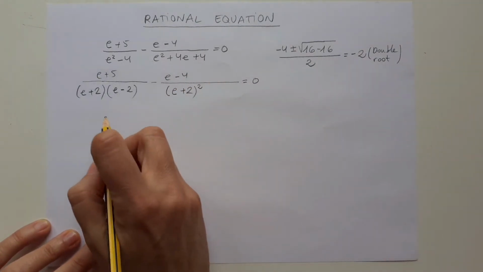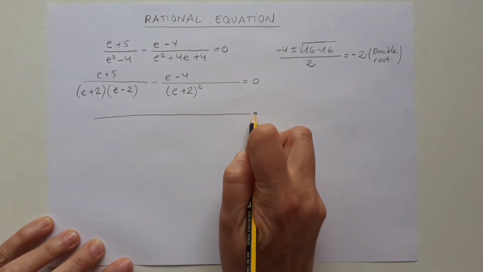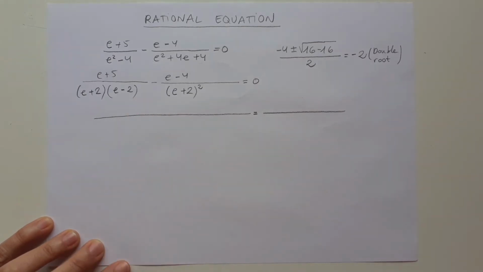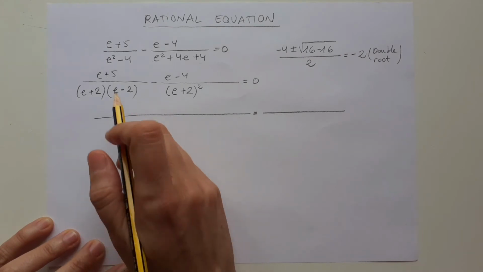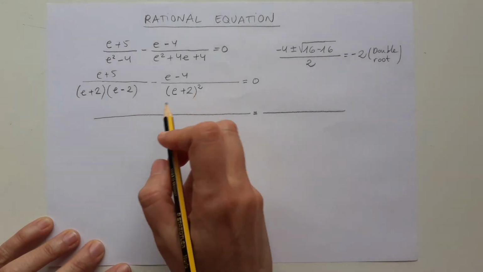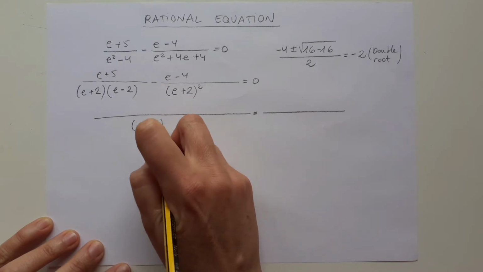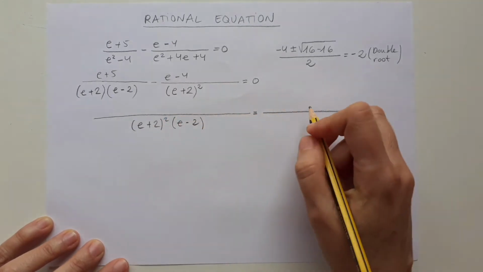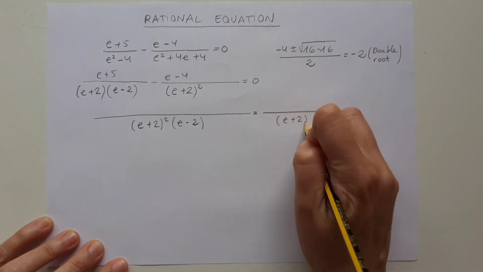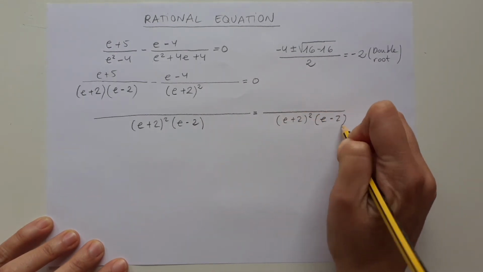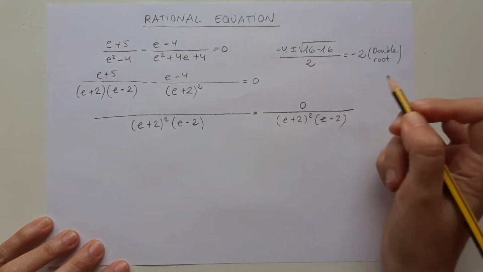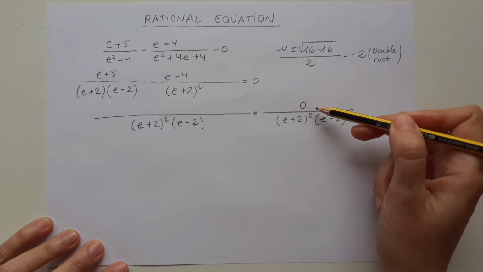And now it's time to find the common denominator. So I need a denominator that is divisible by this and by this, and as easy as possible. That is the lowest common multiple, and in this case we have to take e plus 2 with the highest exponent, that is 2, and we have to take this as well. Okay, and here the same thing, e plus 2 squared, e minus 2. Here our number is 0, so I have to write 0 again, because 0 over something would always be 0.